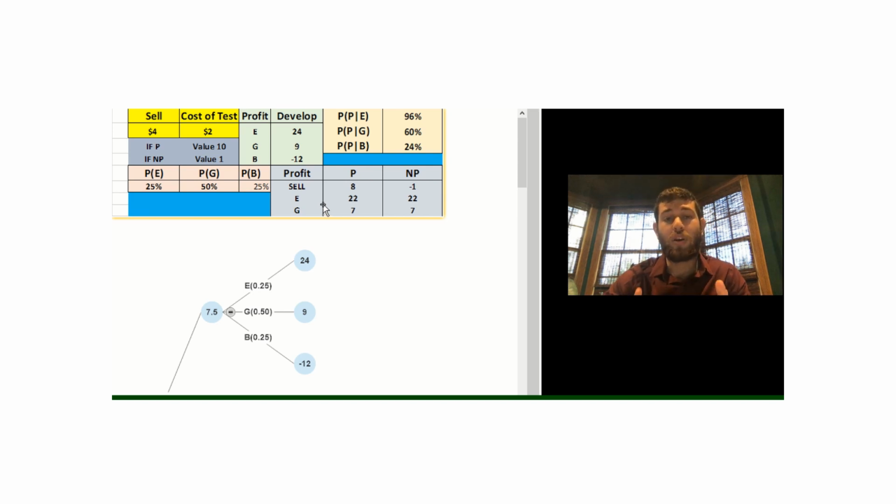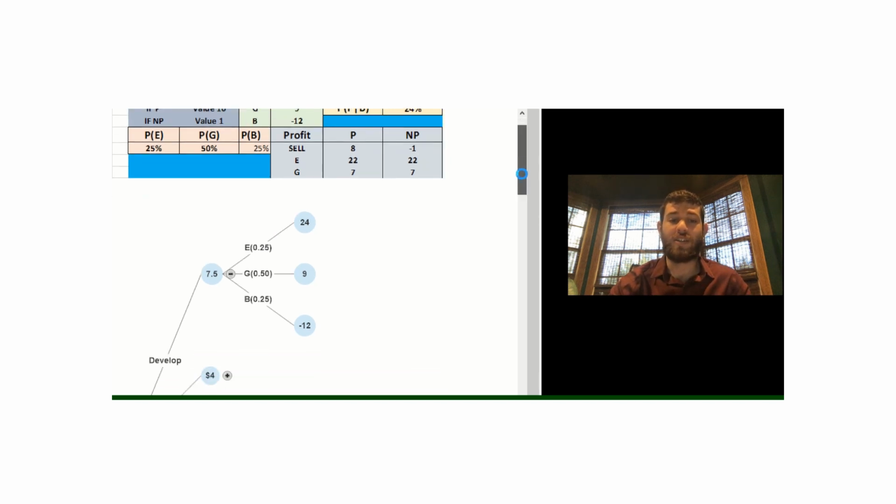Now, the report could be favorable, we'll call it P for promising, or not favorable, we'll call it NP for not promising. If we have a promising report, the value of this land will be 10 million. So if we choose to sell it, we'll get 10 million. Minus the $2 million cost, we'll get $8 million as opposed to the initial sell-off of $4 million. However, if it's not favorable, NP, the land is only going to be worth $1 million. Mind you, we spent $2 million on the test, so we're going to lose $1 million.